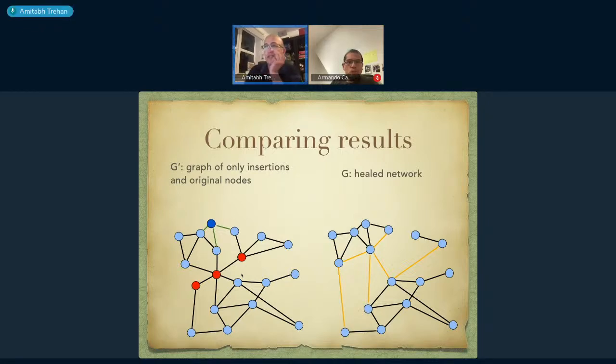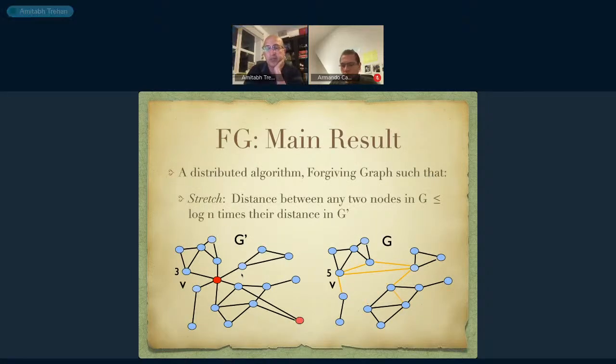So the one on the right side is the healed network, the one on the left is the graph with only insertions and original nodes. We maintain both of these, and this is how we give our results.